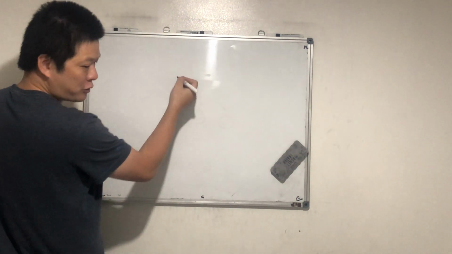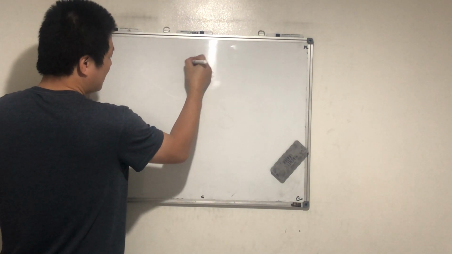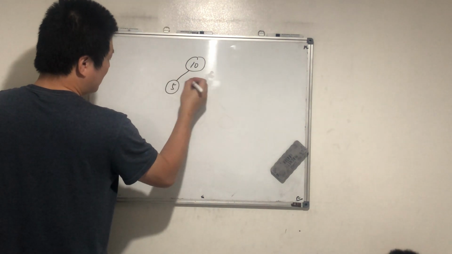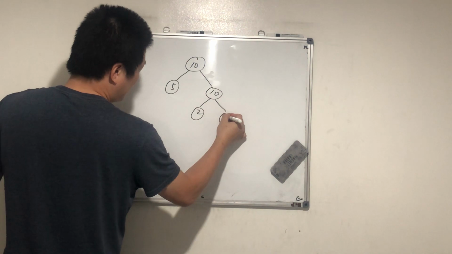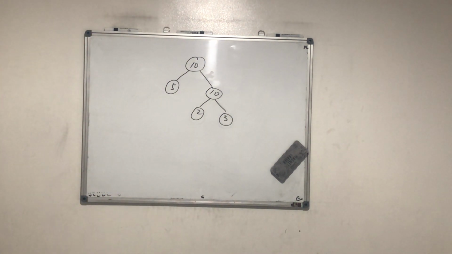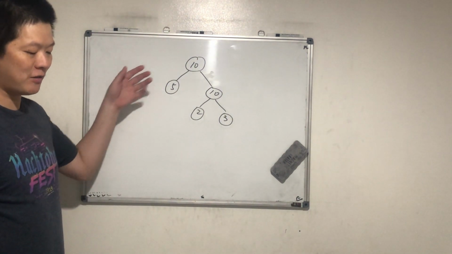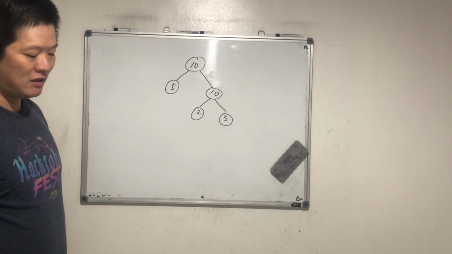Okay, I will draw a binary tree. Here: 10, 5, 10, 2, 3. So this is the binary tree. And how many ways are there if we want to remove one edge from this binary tree?